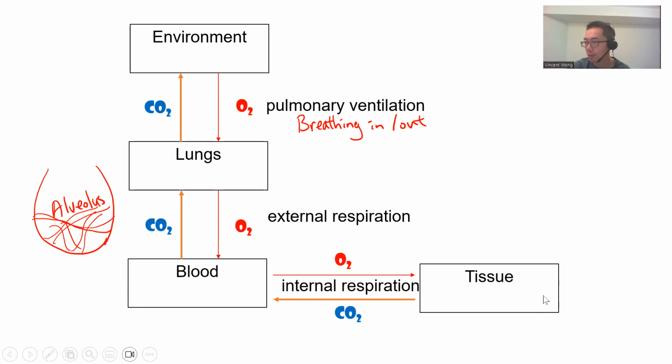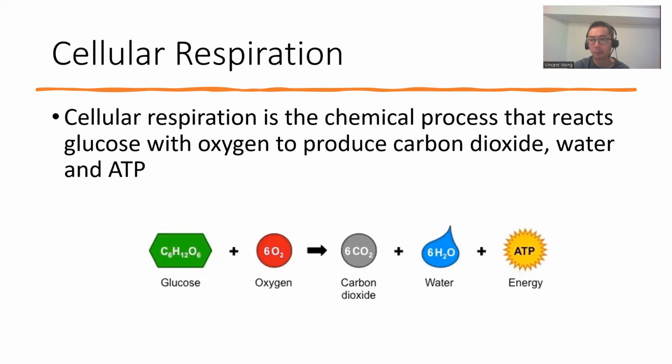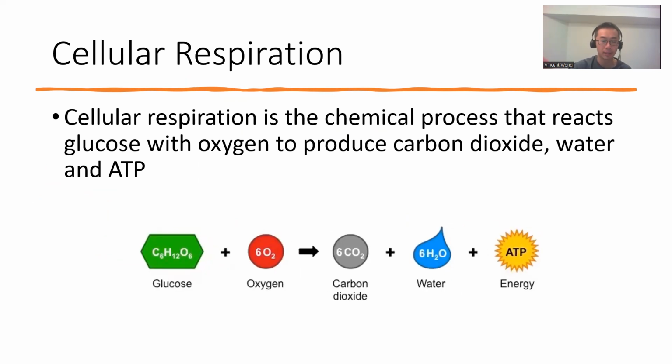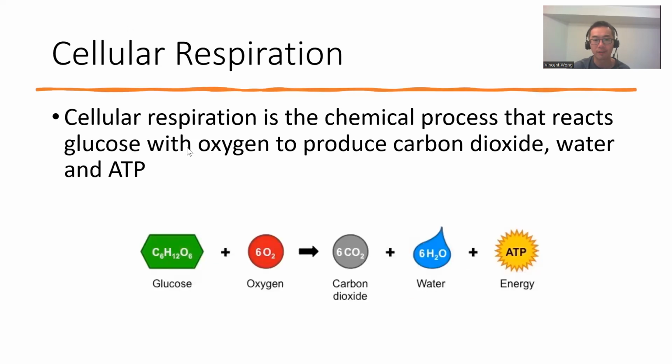Once it's in the tissue, meaning it's in the cells, inside the cell you will be doing cellular respiration. We spent a whole lesson on that last semester, with the glucose and the oxygen reacting to produce carbon dioxide, water, and energy in the form of ATP. So: pulmonary ventilation, external respiration, internal respiration, and finally, cellular respiration.